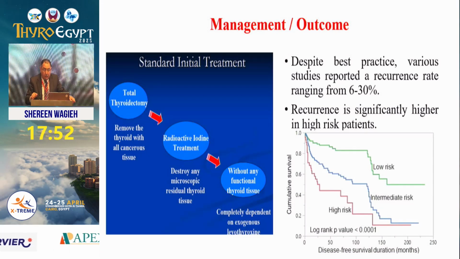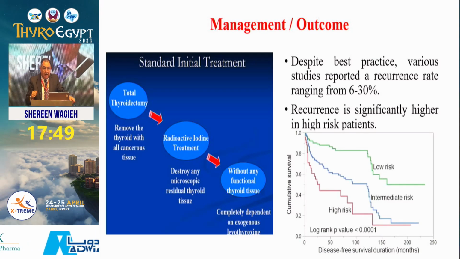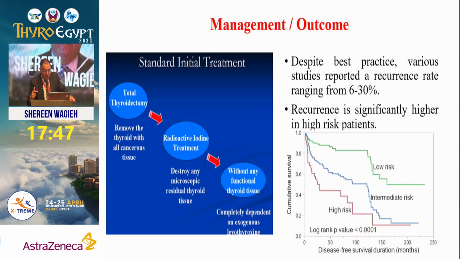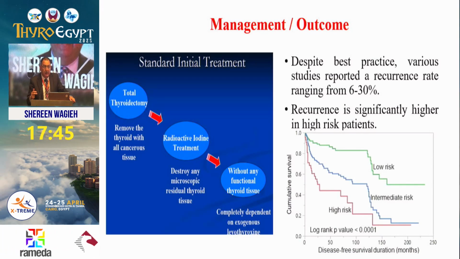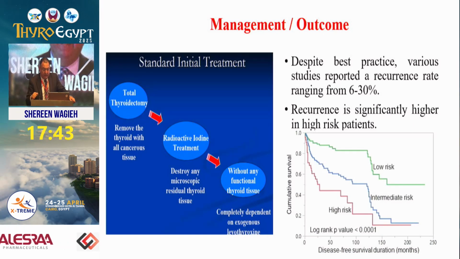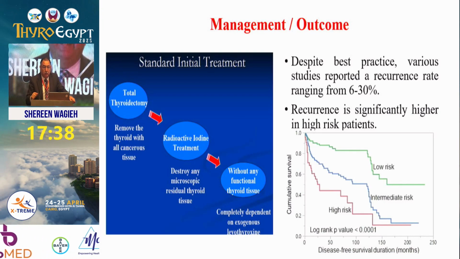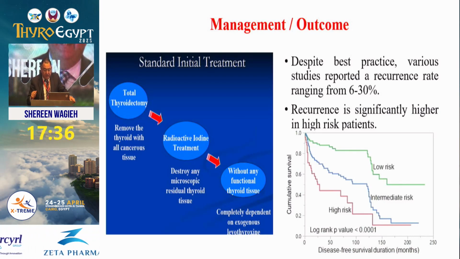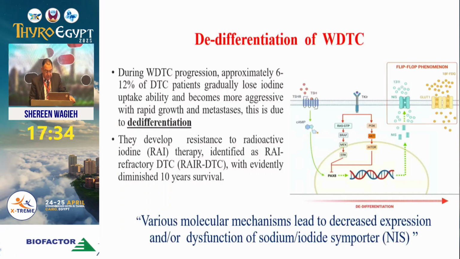Treatment of well-differentiated thyroid cancer is mainly in the form of total thyroidectomy and radioactive iodine therapy, followed by suppressive or replacement hormonal therapy. But despite best practice, the recurrence rate was reported to occur in around 6 to 30% of patients, being higher in the high-risk group.